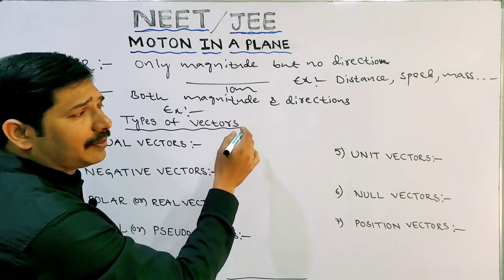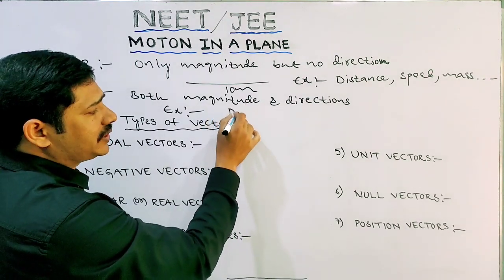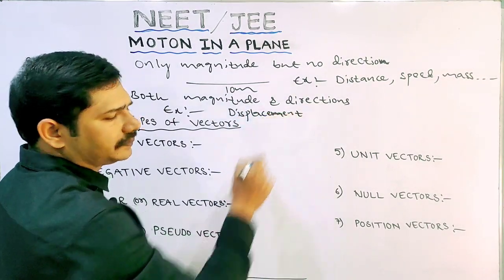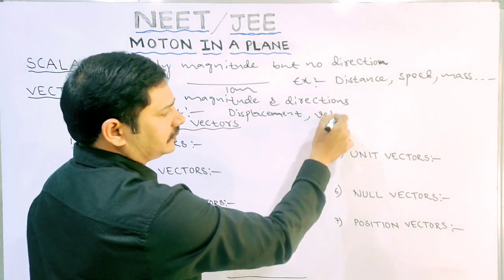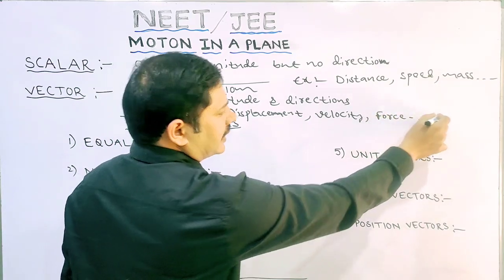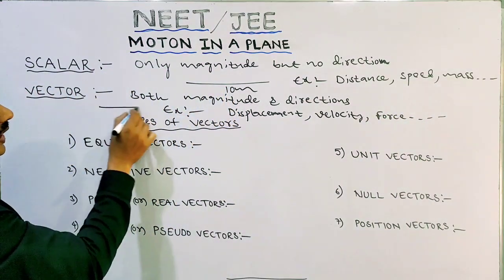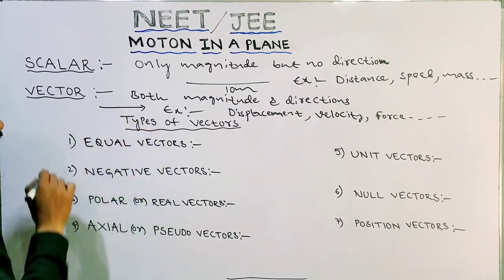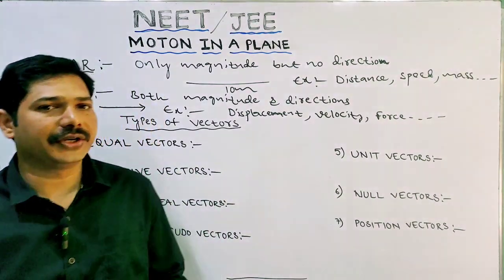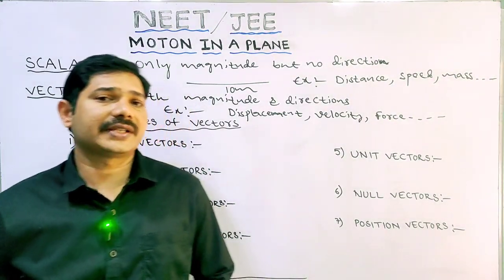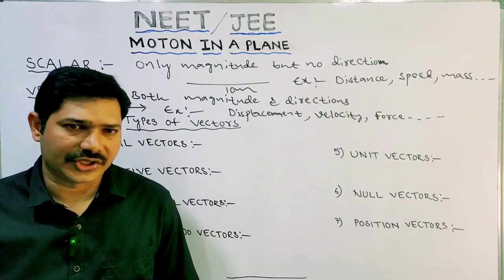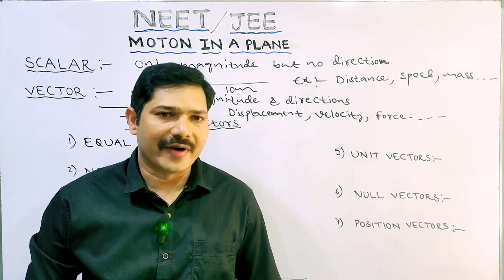Examples we can take: displacement, velocity, force, etc. So we can observe they have both magnitude and a particular direction. Such quantities are called vectors. In addition to this, they obey the laws of vector addition. Such quantities are called vector quantities.